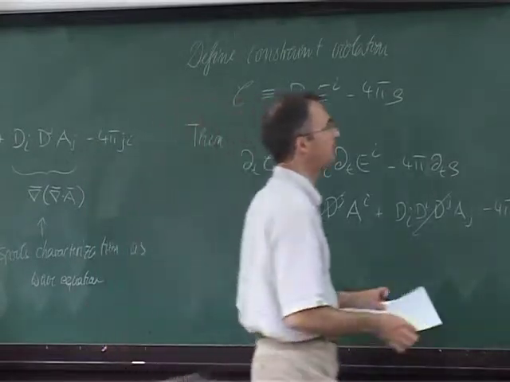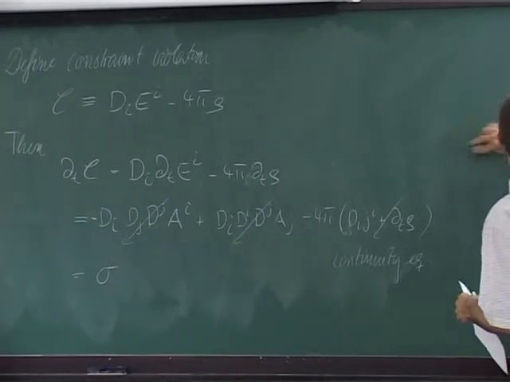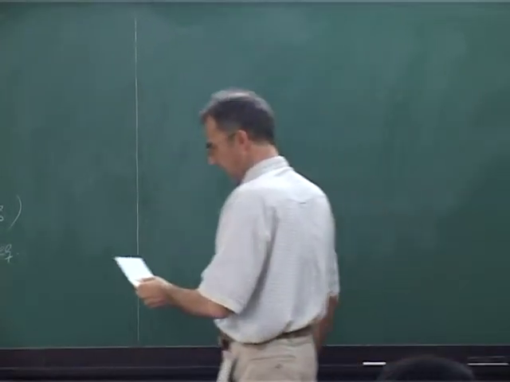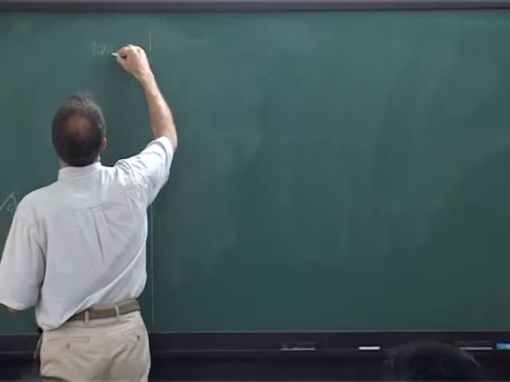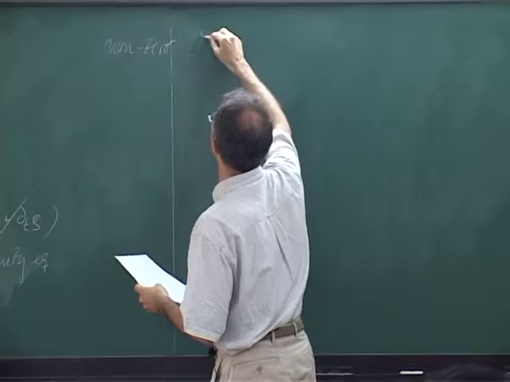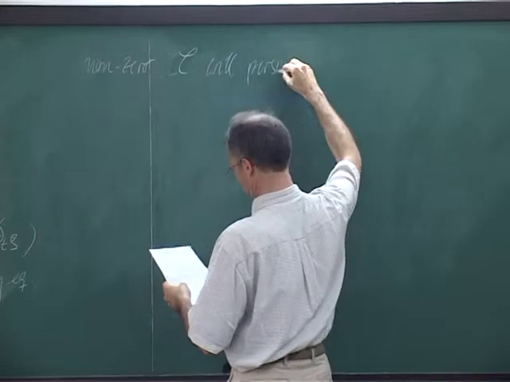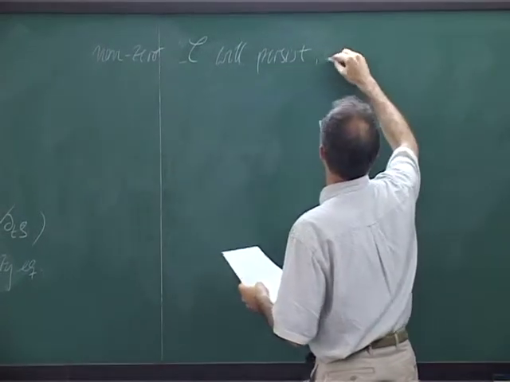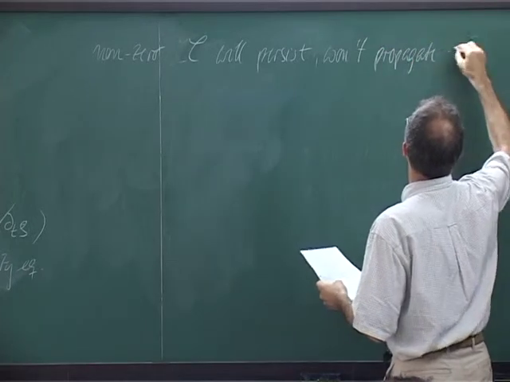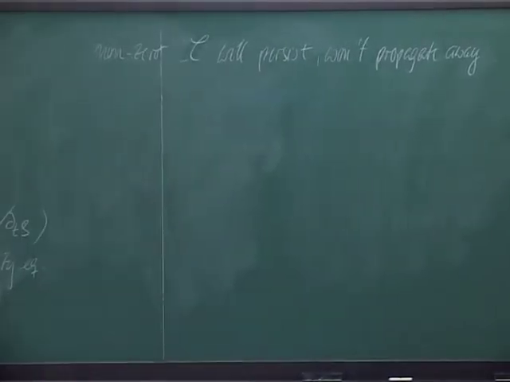Okay, so let me write that down. I don't think we need this anymore. So a non-zero constraint violation C will persist. Okay? And it will not propagate away. All right?